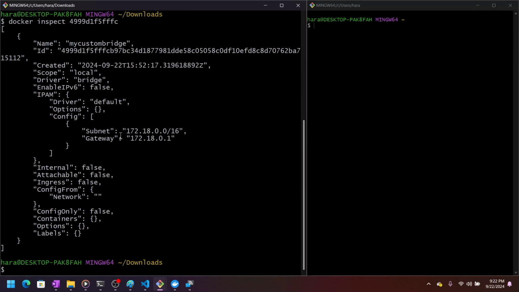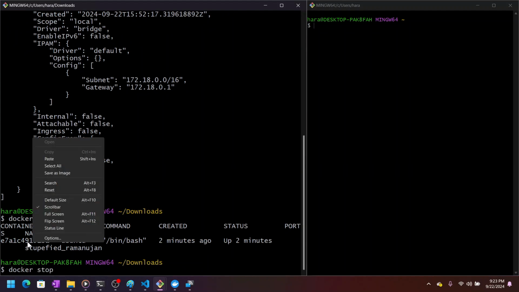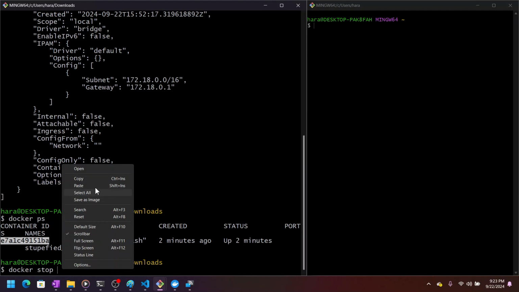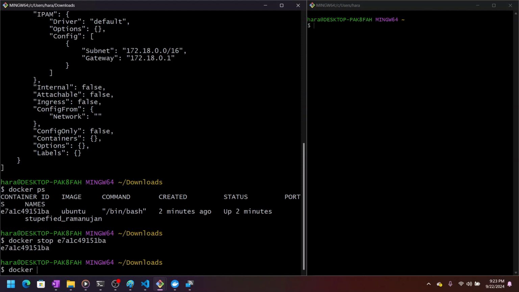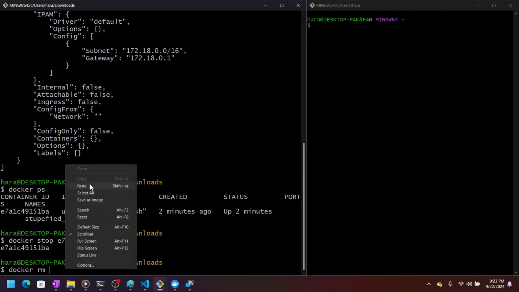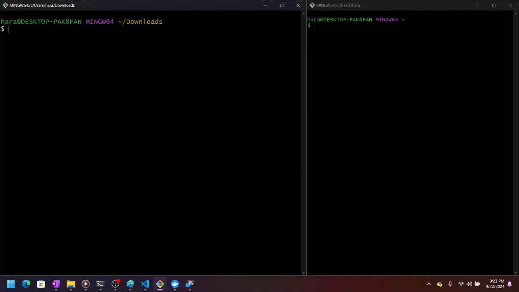So if I run any container using this network bridge, it will get its IP from here. Let's check with a container. I will stop this container. Docker stop. It doesn't stop, so what I will do is docker remove. I will remove this container also. Let's clean it.